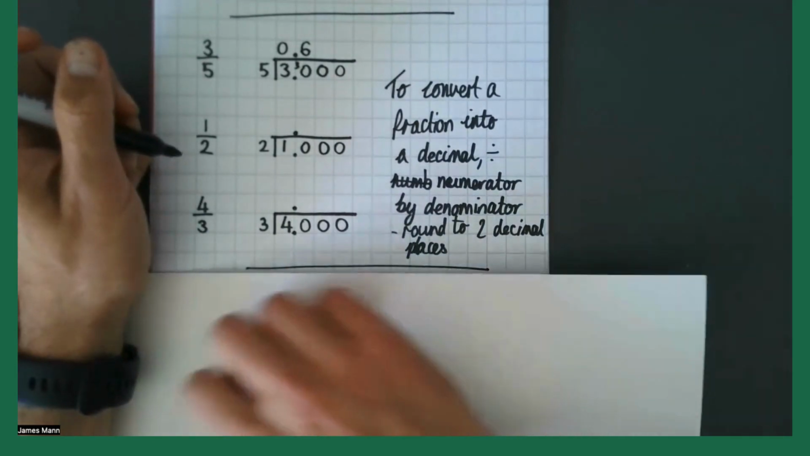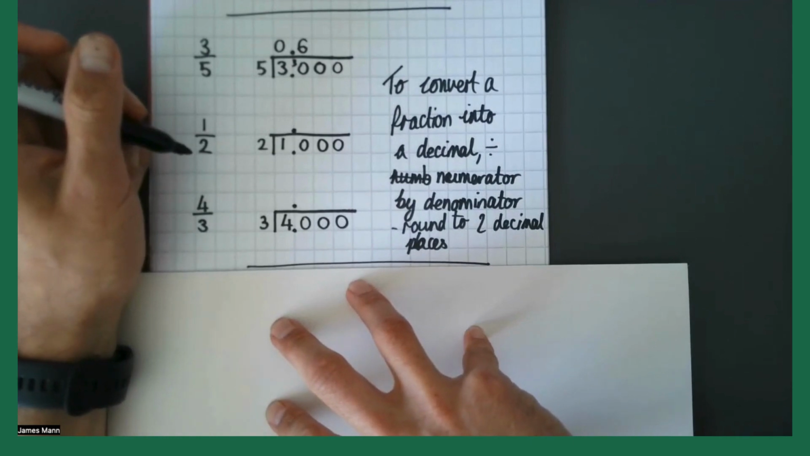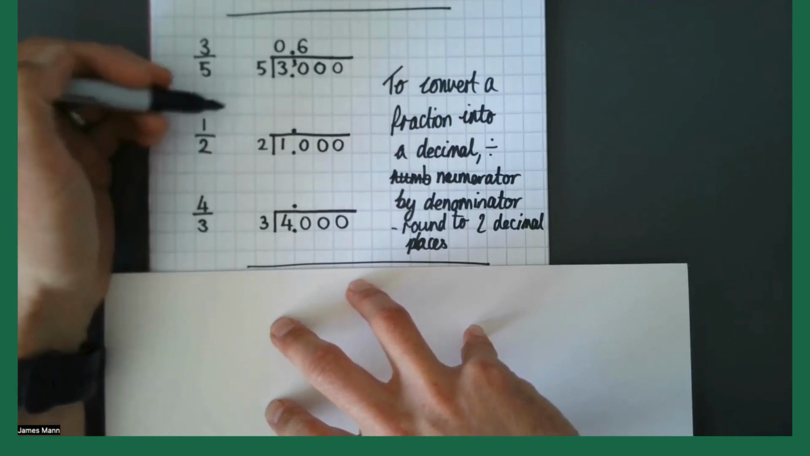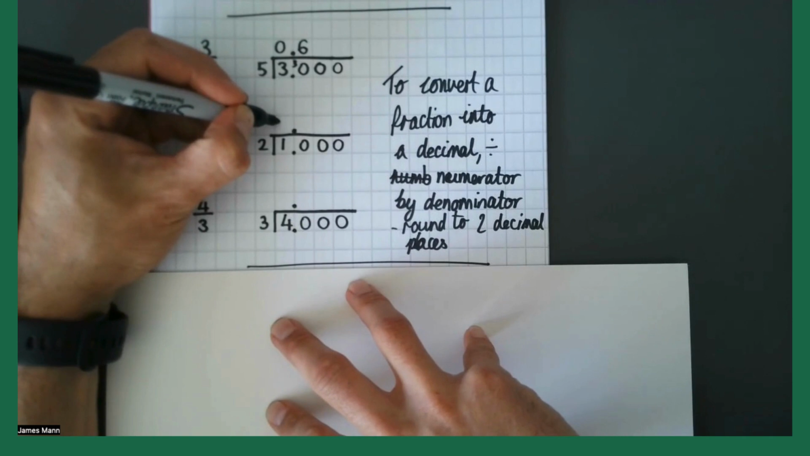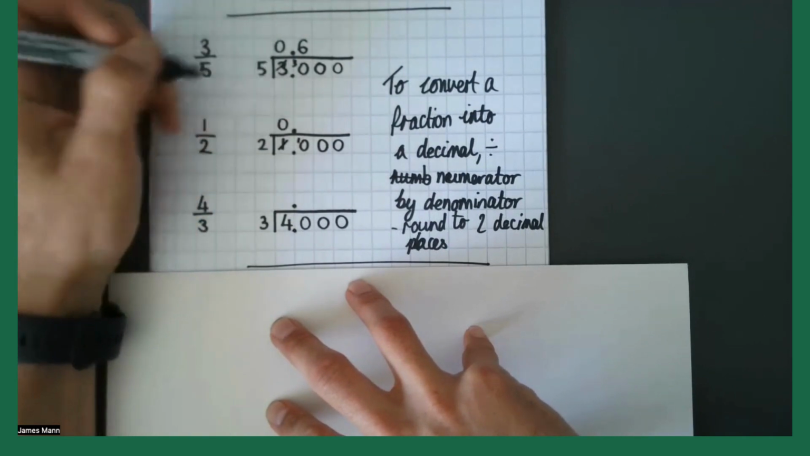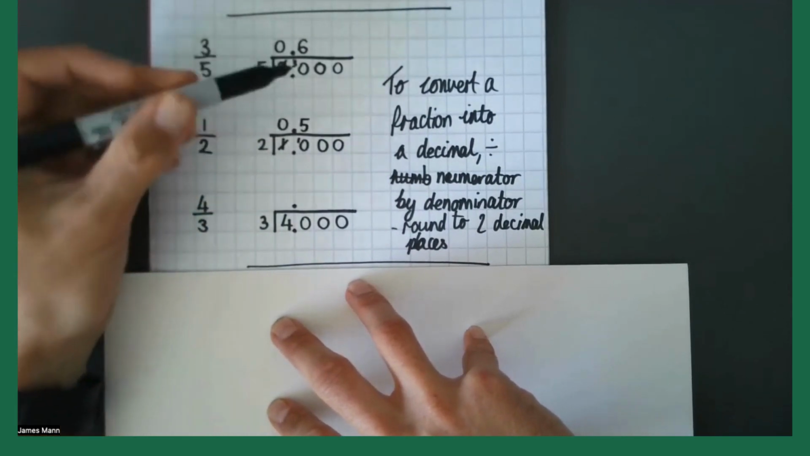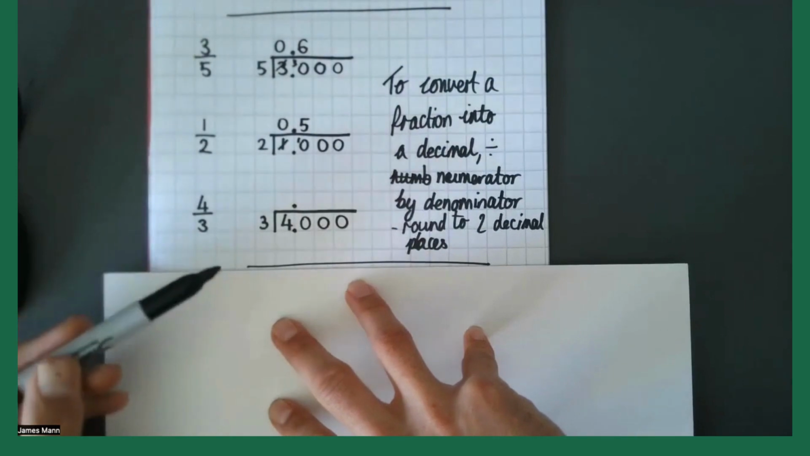I just wanted to show you with a half as well, because lots of people already know it's 0.5, but I'm showing you within the sum. So obviously 2 can't go into 1, so I put a 0. And then how many times does 2 go into 10? It is 5 times, which is why we know it as 0.5.